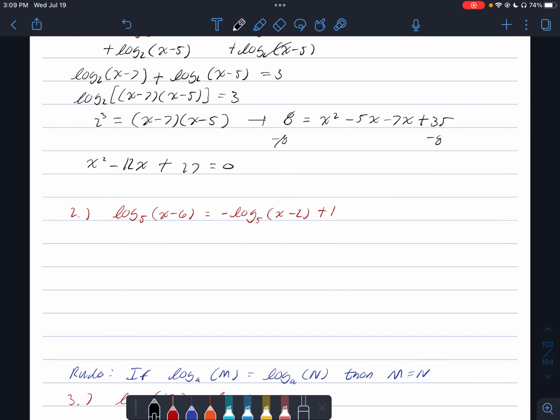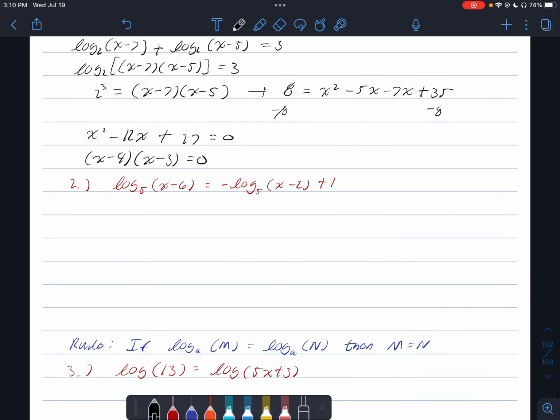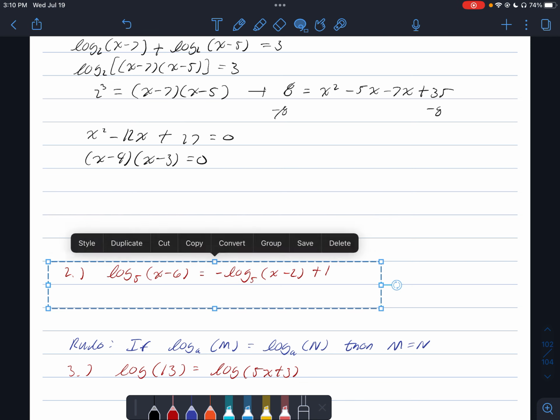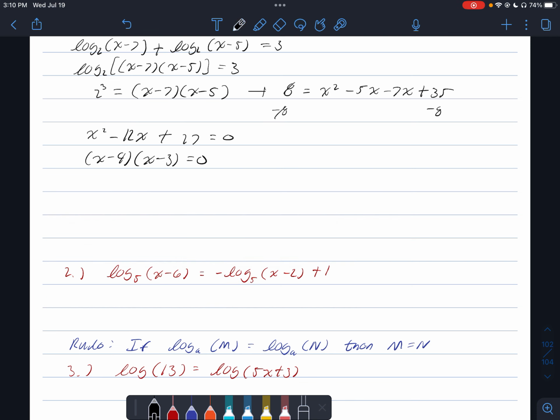So now I want to see if we can find two numbers that multiply together to give us positive 27, and add together to give us negative 12. So I'm thinking negative 9 and negative 3. Okay? So we can rewrite this as x minus 9 times x minus 3 is equal to 0. Looks like we're going to need a little more space here. Okay? So that means that our possible solutions here are x equals 9 and x equals 3.